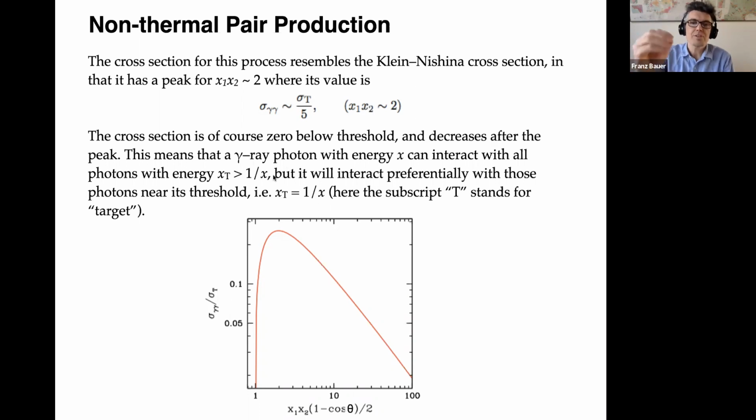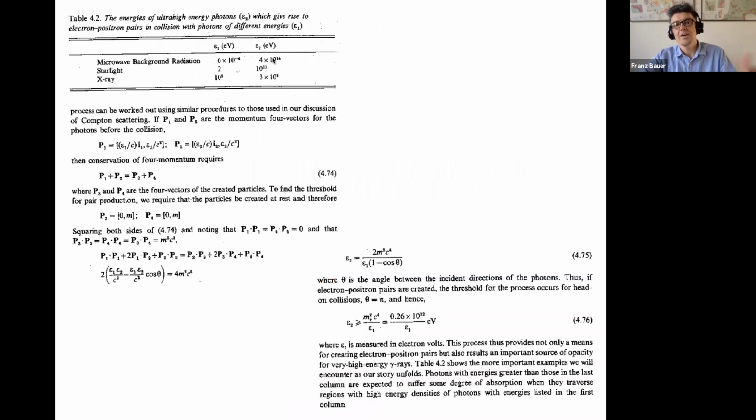But it's preferentially going to interact with a photon which is close to 1 over X. And we can consider this the target photon population. So this is what this was trying to convey: if you have a photon that's like this, it's actually going to look for photons that are around the microwave background energy. And this energy photon is going to preferentially look for photons that are around the starlight energy and interact with those to produce a pair. Right? The cross-section is going to be highest for these particular photons.